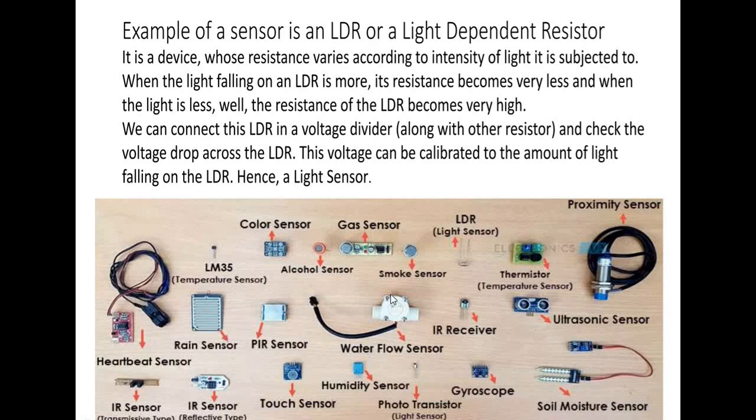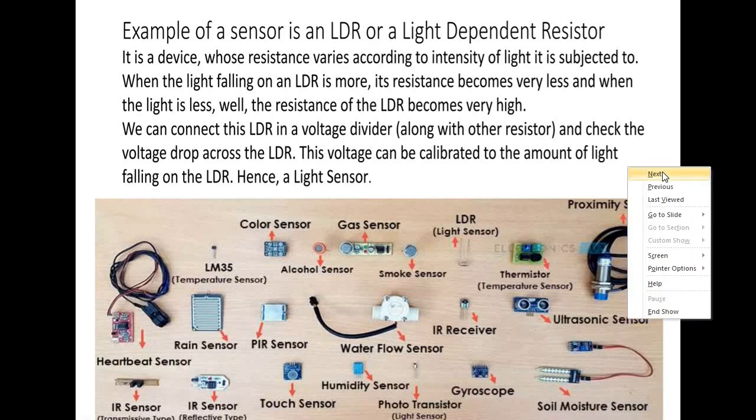Some other sensors are rain sensors, used for the prediction of rainfall, water flow sensors which are used in dams, IR sensors which are used in remotes, ultrasonic sensors, soil measuring sensors, humidity sensors, touch sensors, and IR sensors. So there are many sensors, and we are going to see some of the particular sensors.